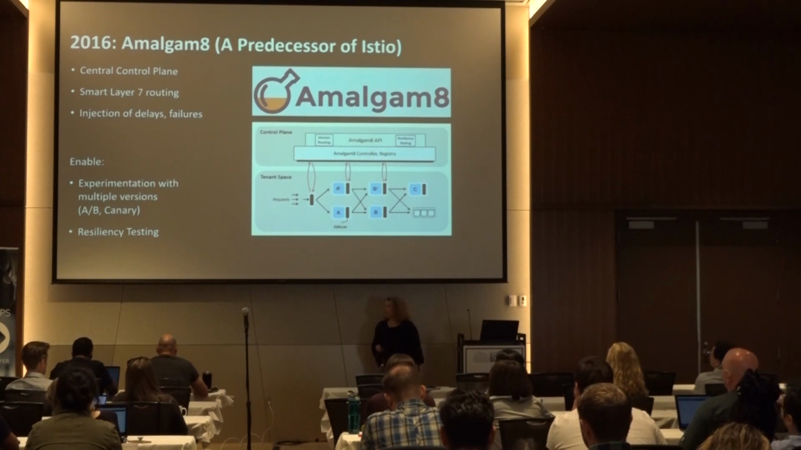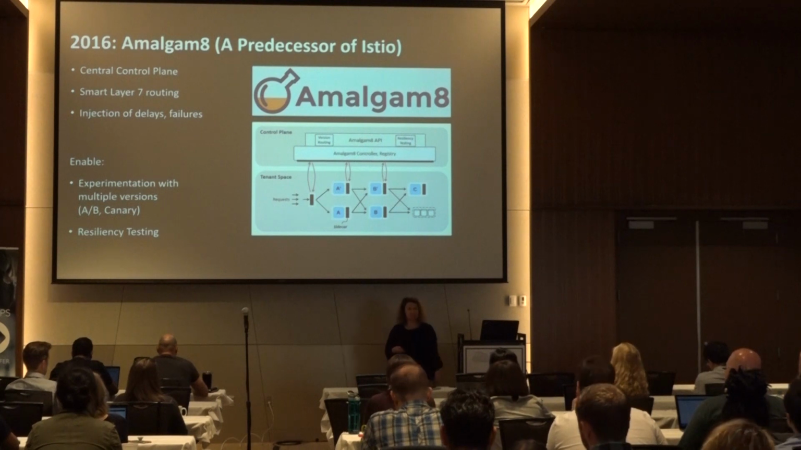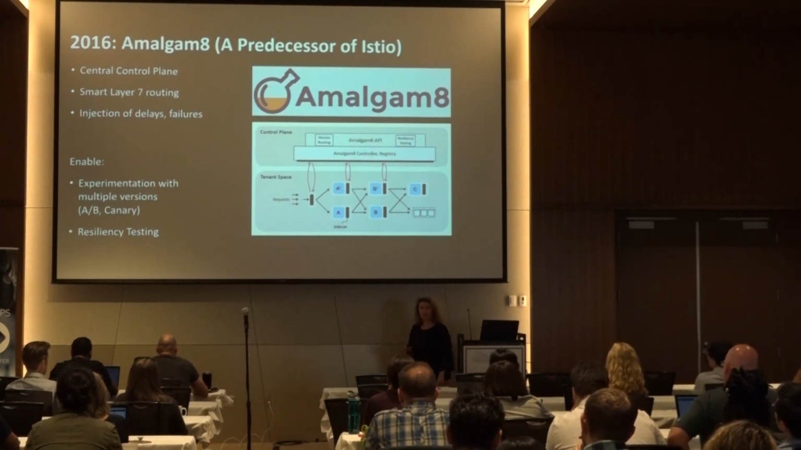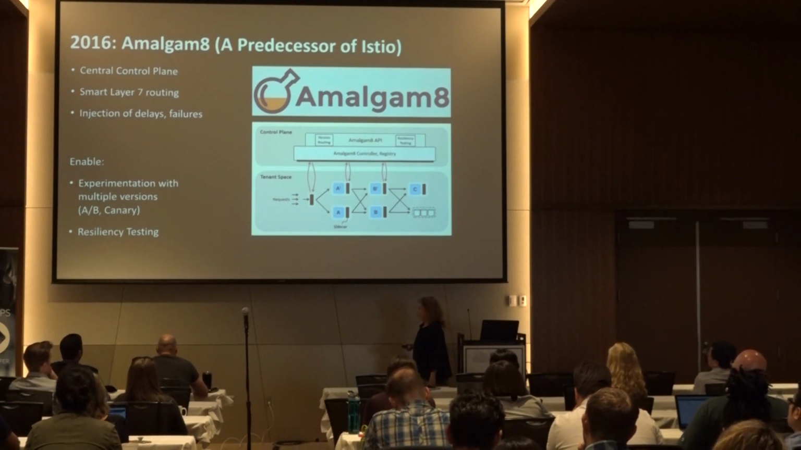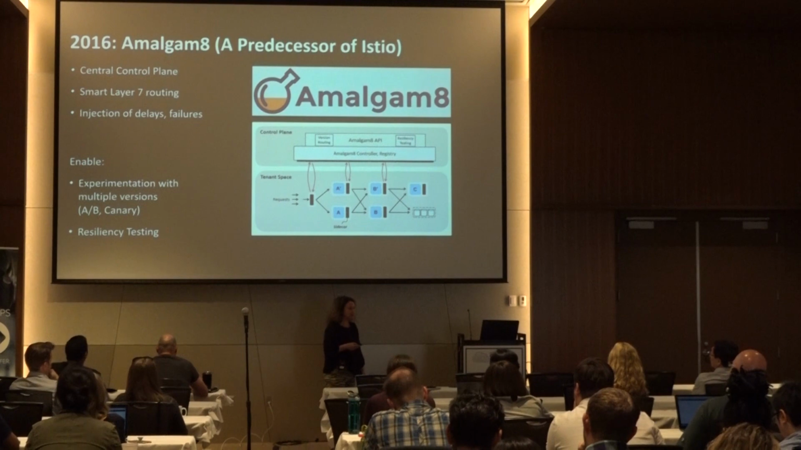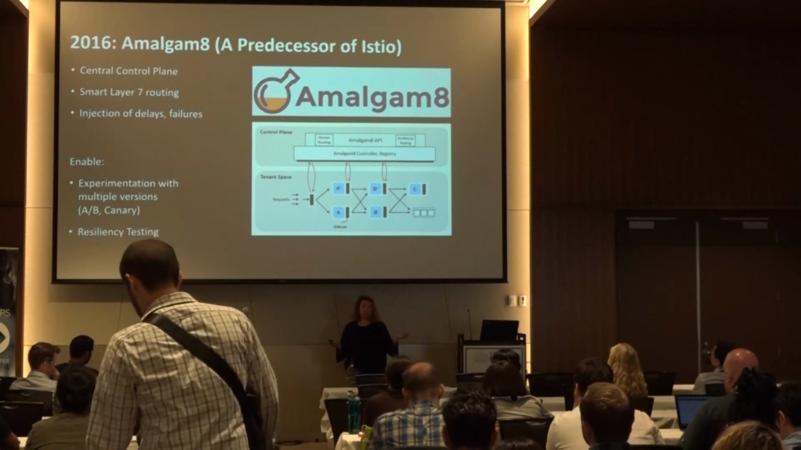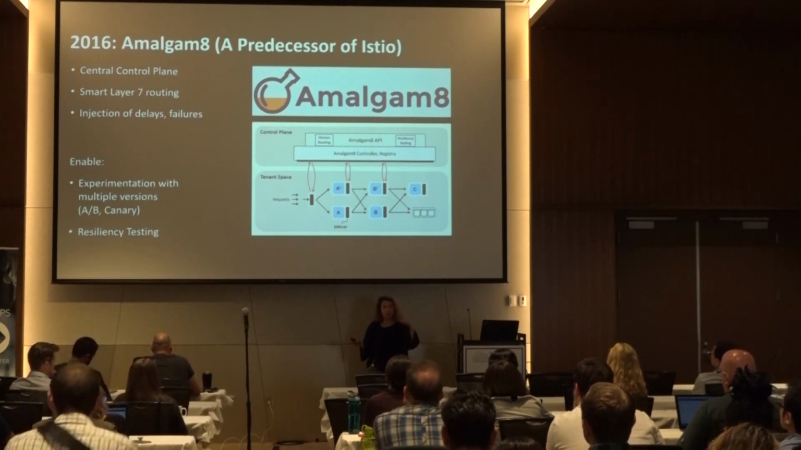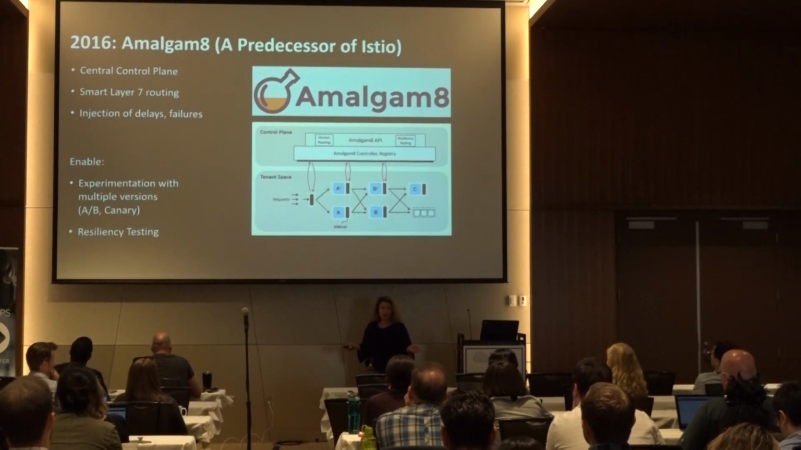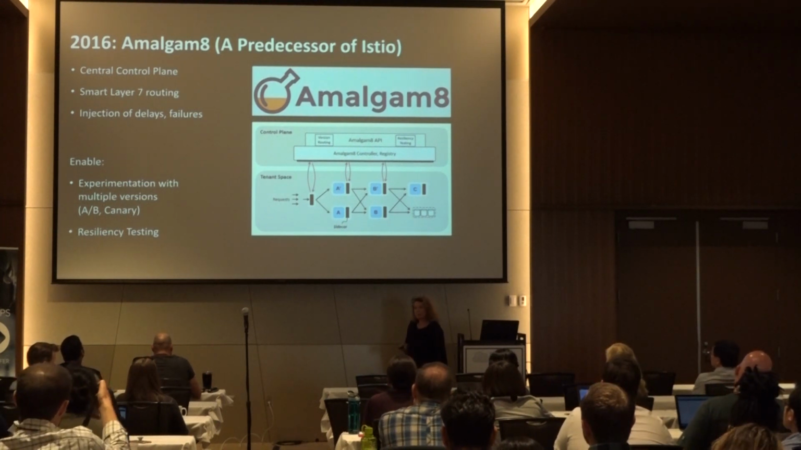So as you can see, we have a control plane, and we have these sidecars, and we have multiple versions running side by side, and you can configure the routing rules between them, and you can inject failures. 2016 was a very interesting year because based on Amalgamate, we started a conversation with Google. And I think it was very obvious that the concepts are valuable and that they go beyond the value that Kubernetes already provides. And we all love Kubernetes, but this went to the next layer.